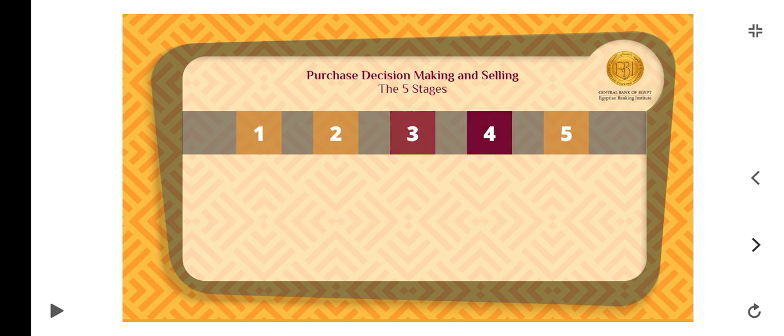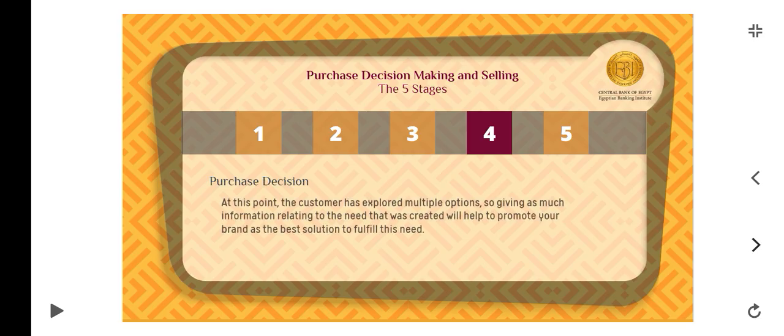Stage 4, purchase decision. At this point, the customer has explored multiple options, so giving as much information relating to the need that was created will help to promote your brand as the best solution to fulfill this need.